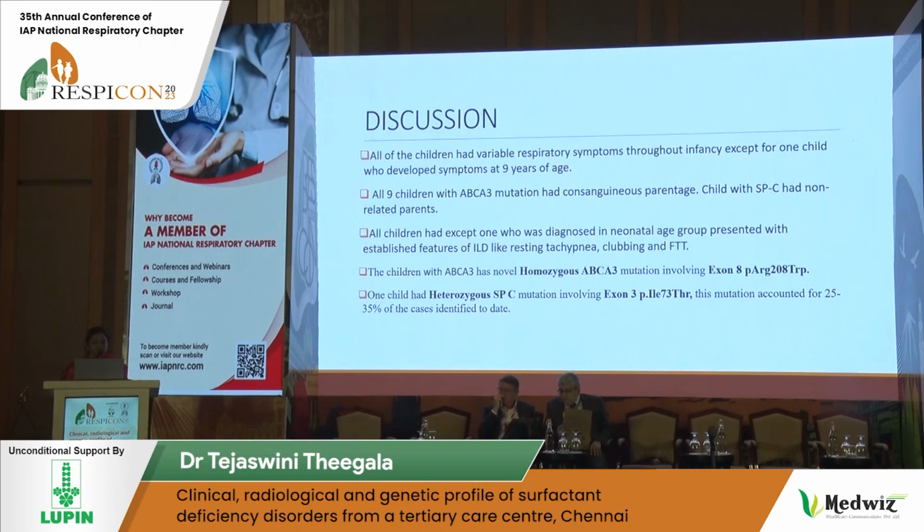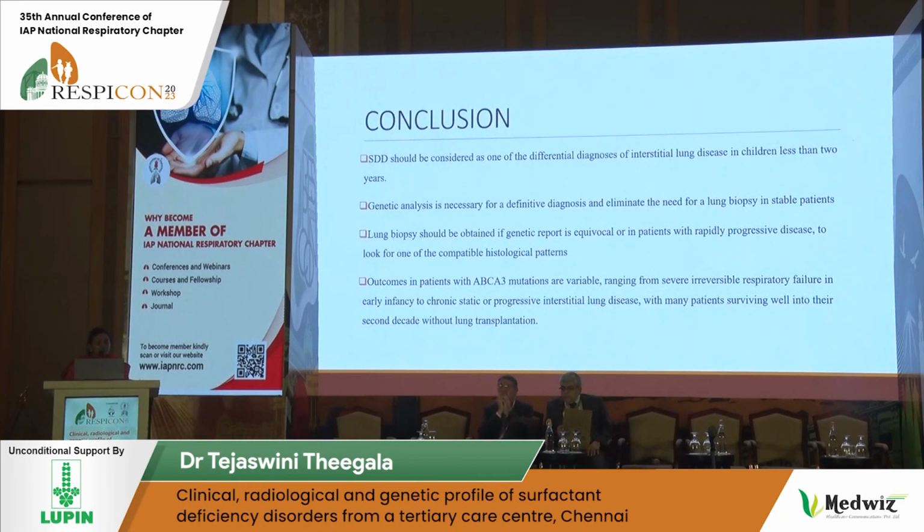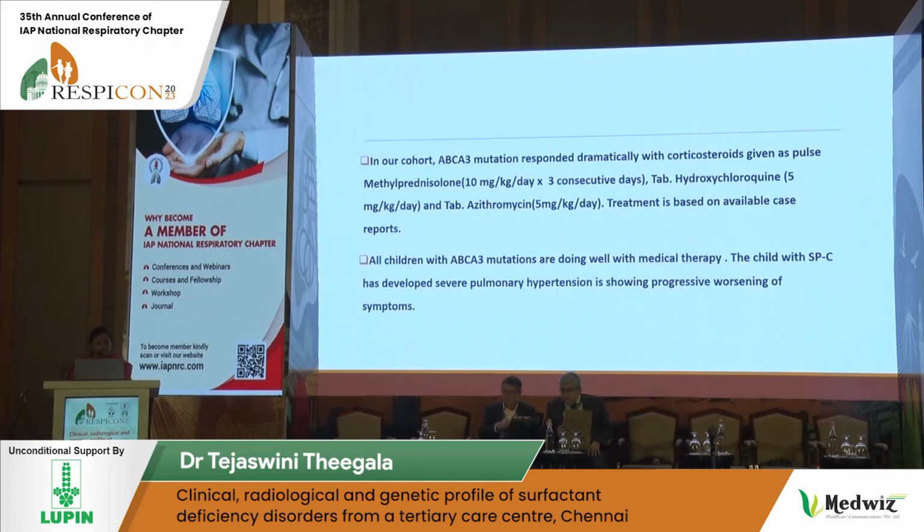This mutation accounts for 25 to 35% of cases identified to date. So it should be considered as one of the differential diagnoses of interstitial lung disease in children less than 2 years. Genetic analysis is necessary for definitive diagnosis to eliminate the need for lung biopsy in stable patients. Lung biopsy should be obtained if the genetic report is equivocal in patients with rapidly progressive disease to look for compatible histological patterns. Outcomes in ABCA3 mutations are variable, ranging from irreversible respiratory failure in early infancy to chronic static or progressive interstitial lung disease, with many patients surviving well into the second decade without lung transplantation.